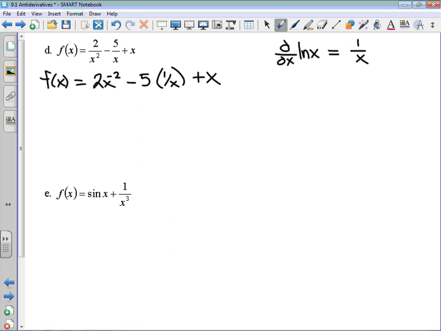Now, this is on your formula sheet. The antiderivative is the other direction. I'll just put antiderivative here. I'm going to put anti-d over dx. That's a bit of a cop-out there.